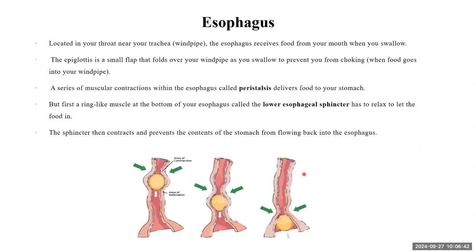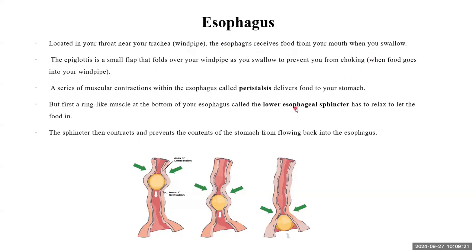Next is the esophagus. The esophagus is basically the pipe that runs from the back of your mouth to the stomach. So it's basically a pathway from your mouth to your stomach, which delivers food that you just ate and chewed in your mouth. Then it conveys it in the form of a bolus, or small ball, to the stomach, where it eventually gets digested. It is located in your throat near your trachea. The trachea is a windpipe that you can feel just below your chin. And the esophagus receives food from your mouth when you swallow it.